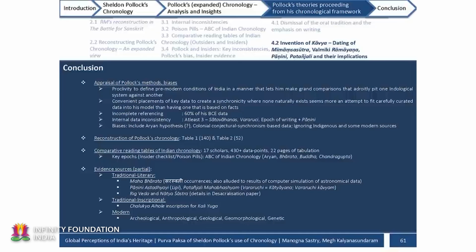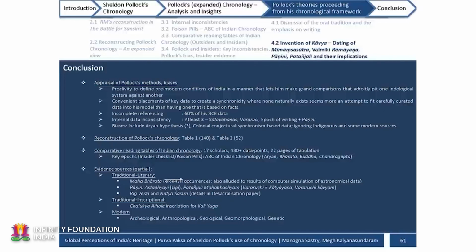And the last 20 seconds. So we've reconstructed Pollock's chronology, 2 tables, 140 rows and 52 rows just specifically for texts. Comparative reading tables of Indian chronology, 17 scholars, 430 plus data points, 22 pages of tabulations, keenly focused on the ABC of Indian chronology. Evidence sources, partial, include traditional literary, Mahabharata, Saraswati occurrences, which we looked into ourselves, in addition to Panini's Ashtadhyayi Lipi, Patanjali, Mahabhashyam, Vararuchi equal to kāvya angle, Rigveda and Natya Shastra.